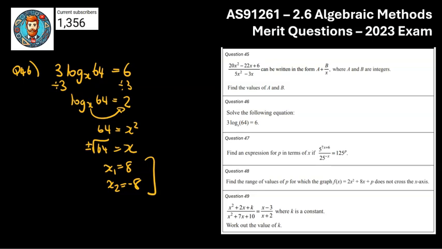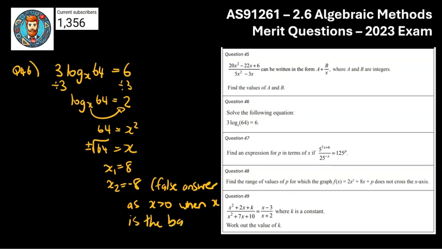But there's a bit of a trick to this question. Whenever you get two answers for something, you should always check that they make sense given the context of the question or maybe the math that you're seeing. In this case, one of the answers doesn't make sense because x is the base of this question, so the base of our log. And we know that a log can't have a negative base, which means this here is a false answer. So we're going to write false answer, as x must be greater than 0 when x is the base of a log.